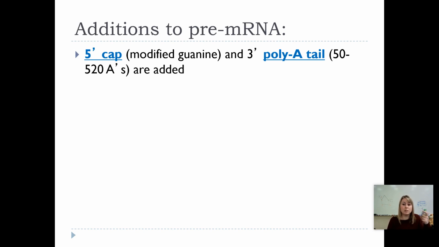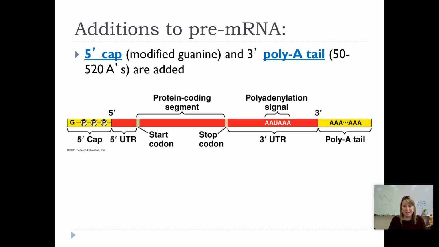Then we have something called a poly-A tail. Poly means many. A refers to adenine, the base. So a poly-A tail is basically a whole bunch of A's added on to the end of the pre-mRNA. Anywhere from 50 to 520 or so adenines are added. The length depends on how long that protein will be needed for.